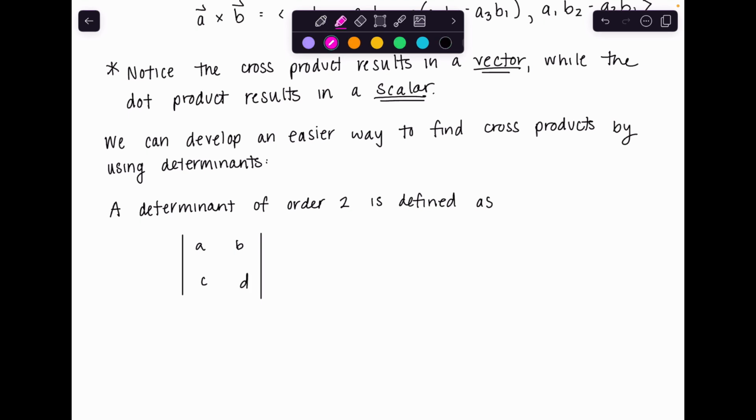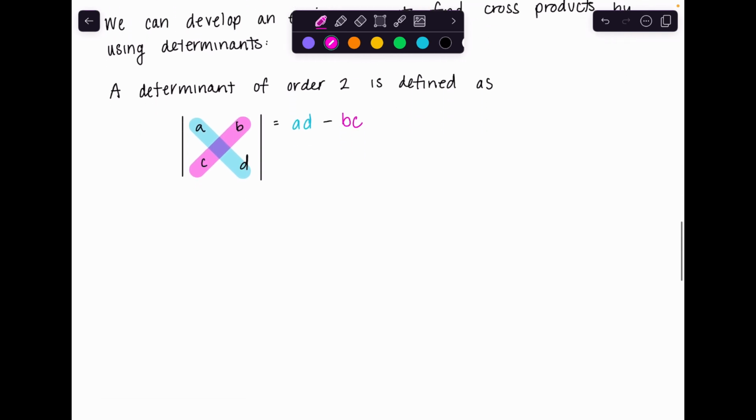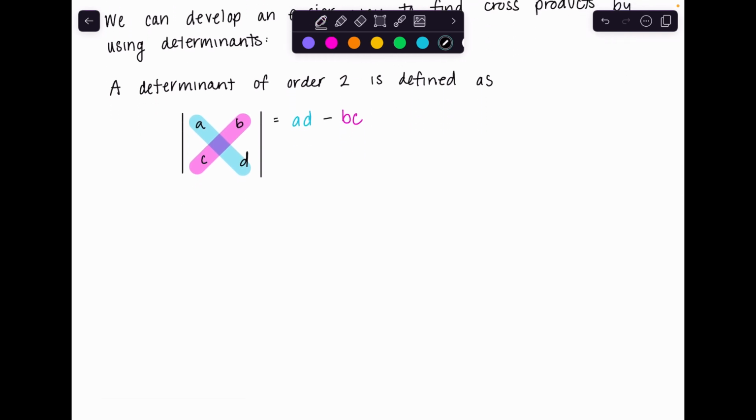The way we find this determinant is we go ahead and multiply the main diagonal, and then we're going to subtract the off diagonal. So the result of this is a number. We get A times D, and then we subtract the off diagonal, B times C. Okay. So let's do that with just a quick example.